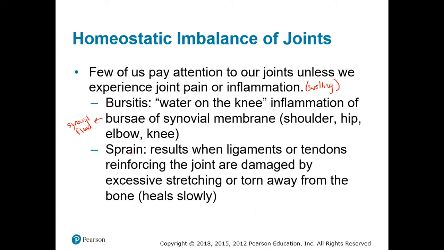The other one is a sprain. This is a common term that most of you have heard of, and we define it in this textbook as when ligaments or tendons that are reinforcing the joint are damaged because they have either been stretched, twisted, or torn away, and this can cause things to heal very slowly. You've probably heard of an ACL, and those usually result from a twisting or stretching of a joint.